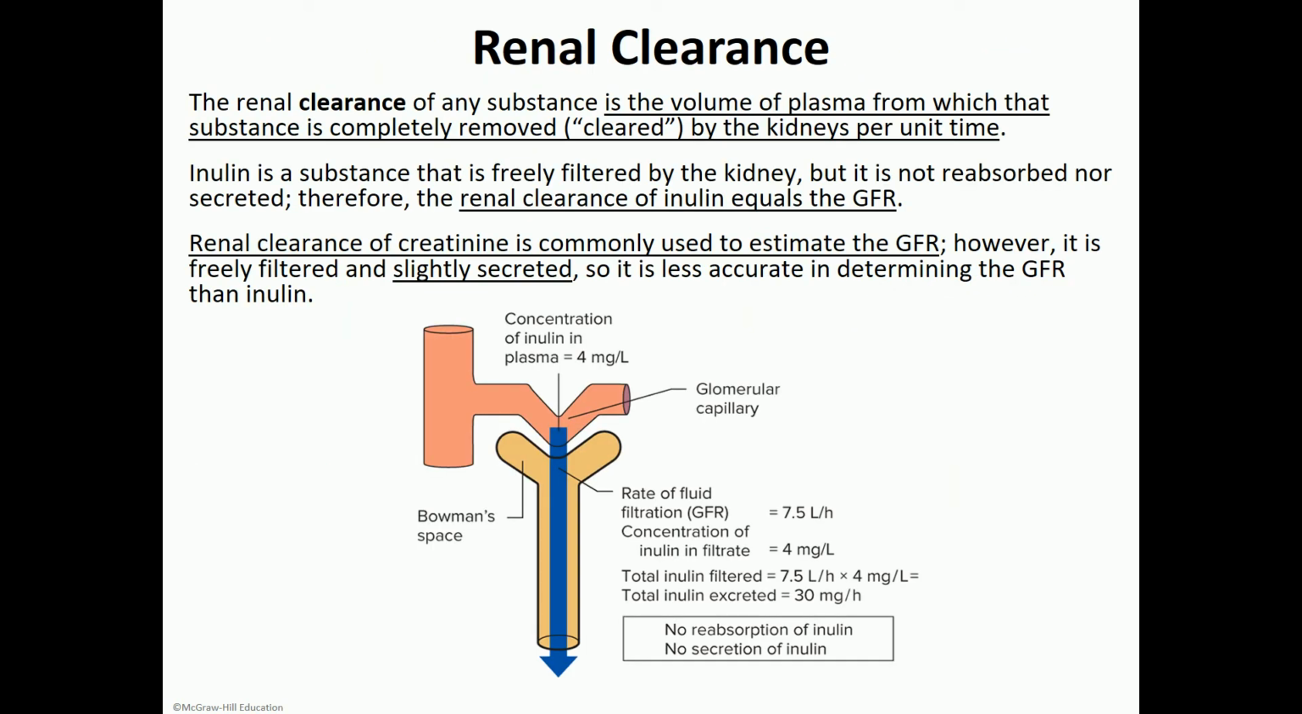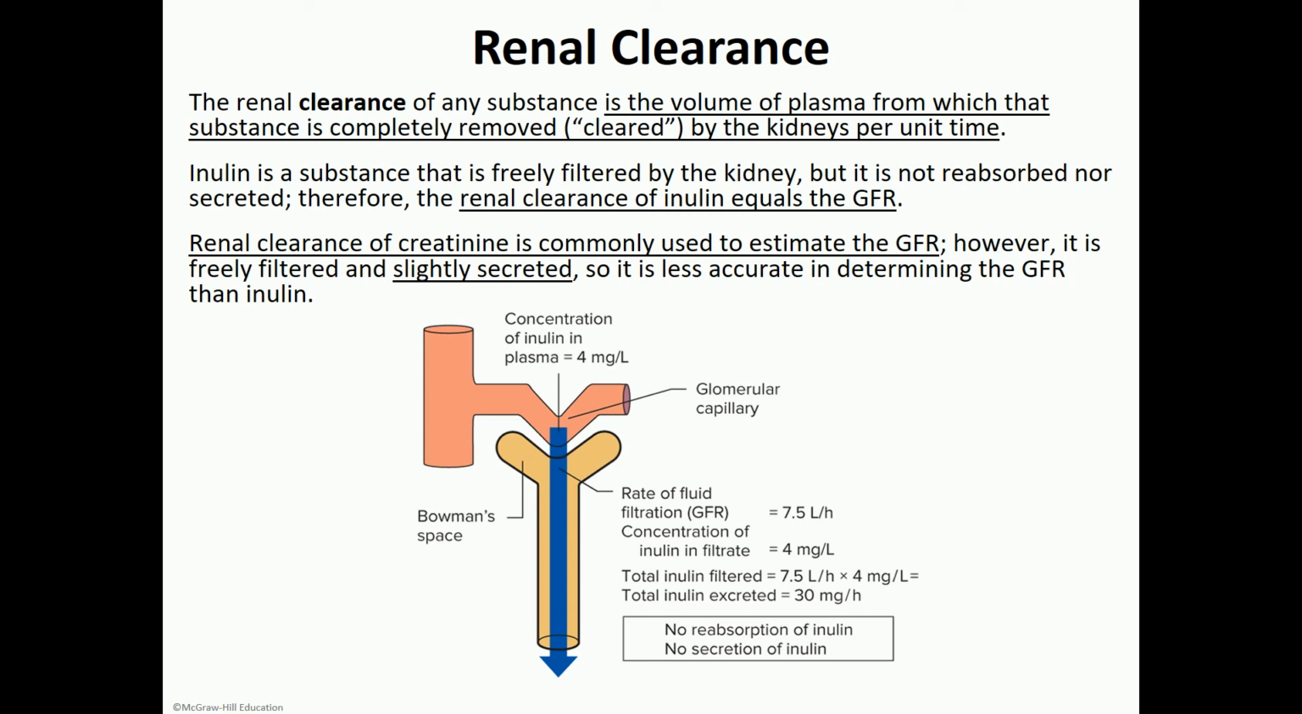Renal clearance means how much plasma has to be filtered in order to get rid of a certain substance. So again, renal clearance of a substance is the volume of plasma from which that substance is completely removed or cleared by the kidneys per unit time. For example, if a patient is injected with inulin, inulin is an organic polysaccharide that can be derived from plants.